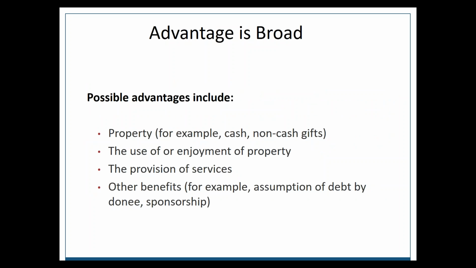Keep in mind that advantage is a very broad concept, and people are constantly saying, "Oh, but what about this? What about that? Is it necessary to take into account this?" Pretty much anything of value is going to be considered an advantage. So it's not narrow like the definition of property that we talked about, where it has to be property for you to issue a receipt. Yes, the advantage could be property that's being given to someone, like cash or a gift card or a teddy bear. But it's also the use or enjoyment of property. It's also the provision of services, and it's other benefits like assuming debt or sponsorship benefits and things like that. So there are all sorts of advantages out there, and those all need to be subtracted from the amount of any receipt that you are going to be issuing.